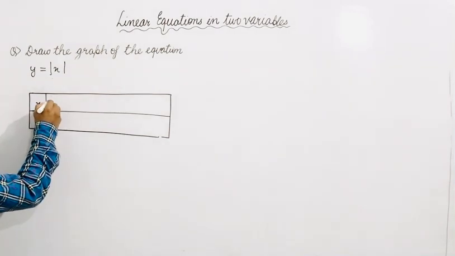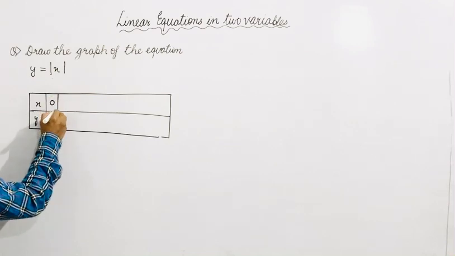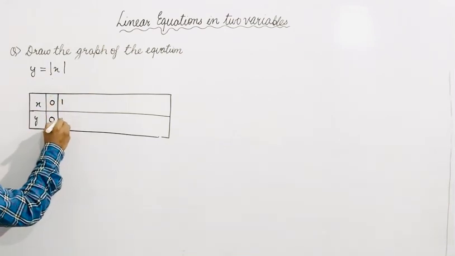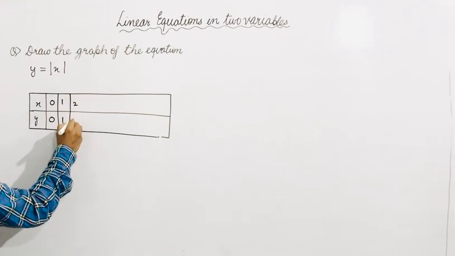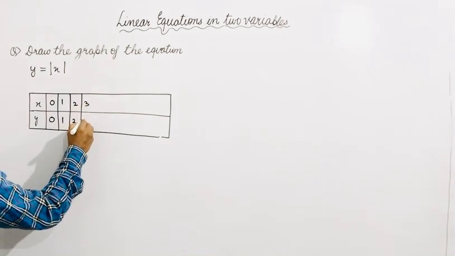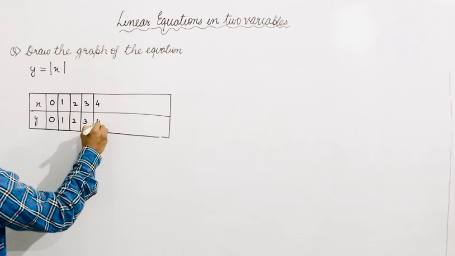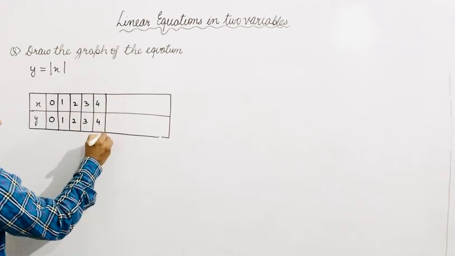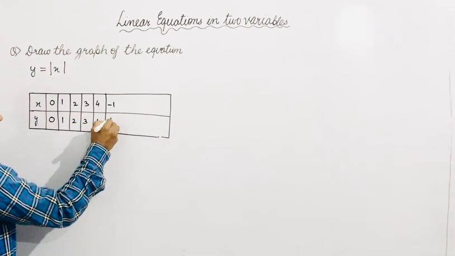For example, if x equals 0, then y will also be equal to 0. If x equals 1, y will also be equal to 1. X equals 2, y will also be equal to 2. X equals 3, y will also be equal to 3. X equals 4, y will also be equal to 4. When you take x equals minus 1, and in the next step, when you open the mod, y will become positive 1.